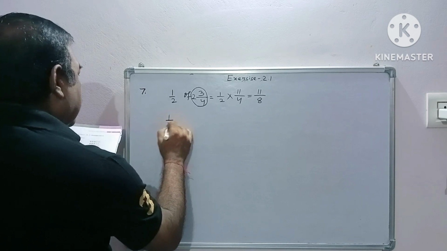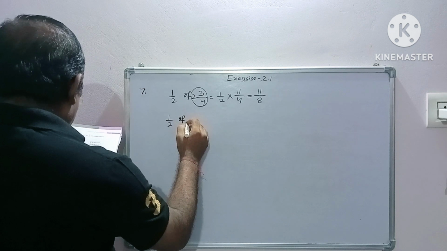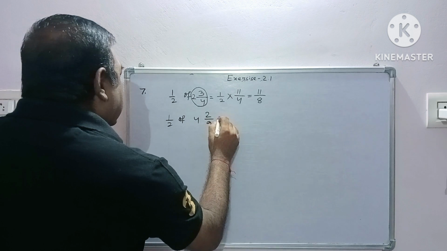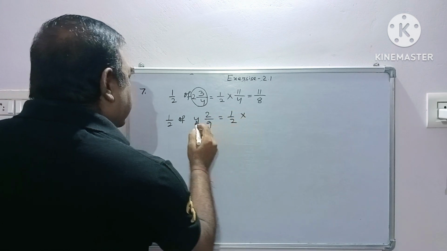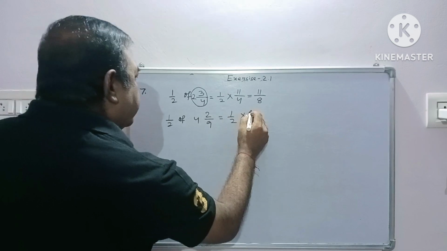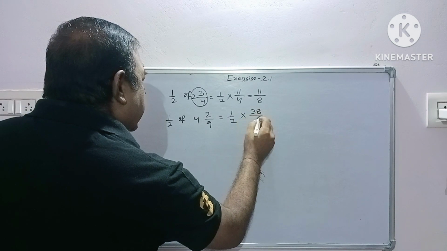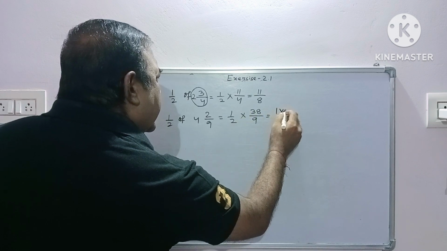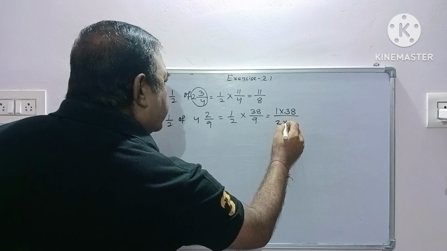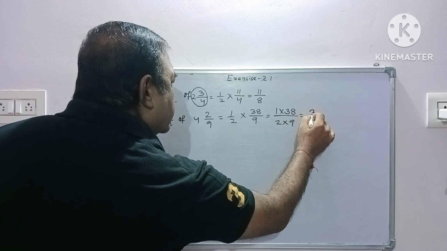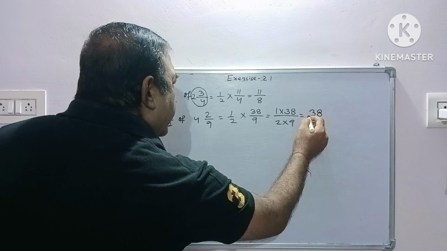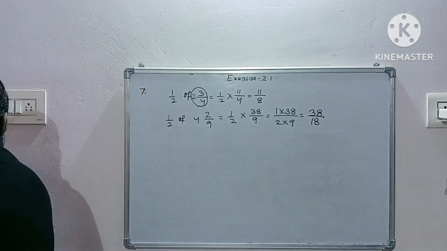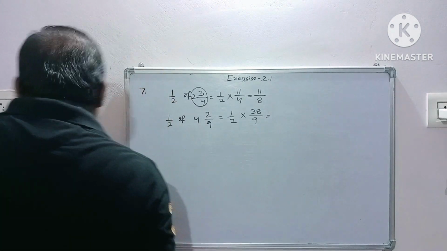So 1 by 2 of 4 whole number and 2 upon 9. That is equal to 1 by 2 of means into, 4 nines are 36, 36 plus 2, that is 38 divided by 9. That is equal to, you may again multiply it like this. So that is 38 divided by 18. Or from here, you may divide it by the common factor.